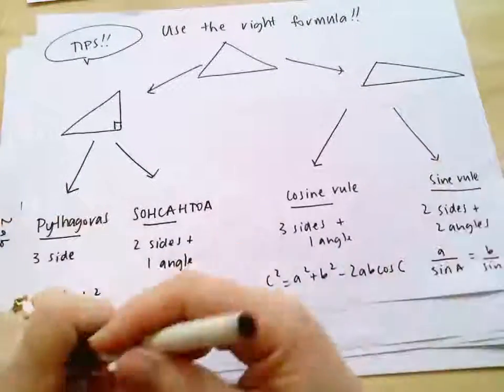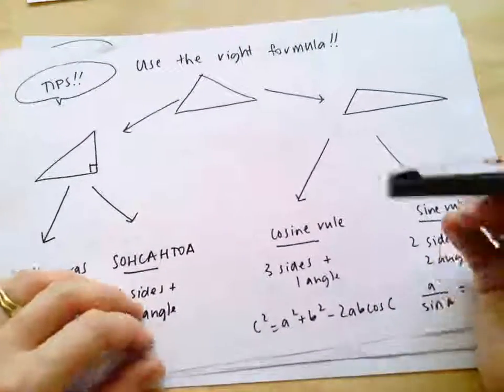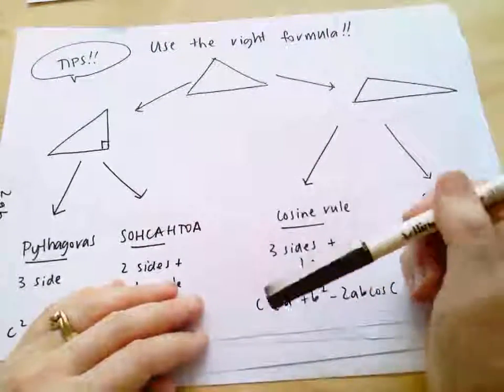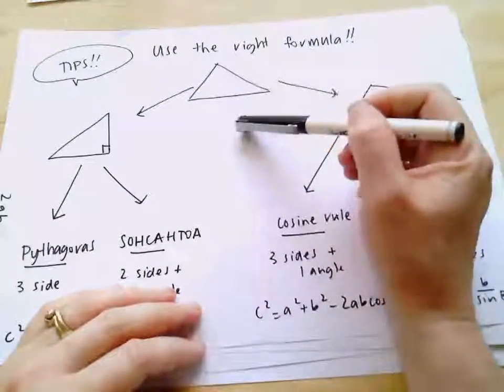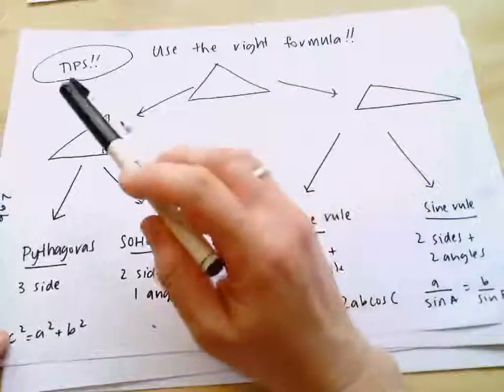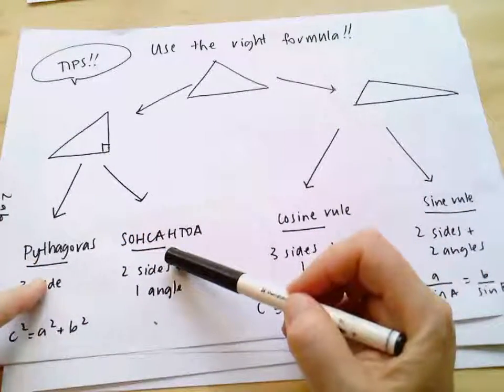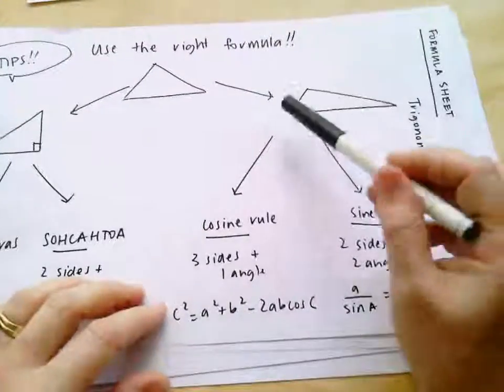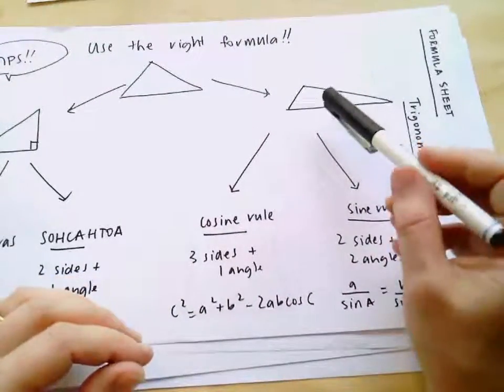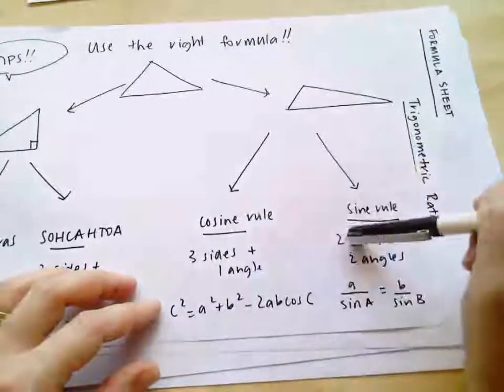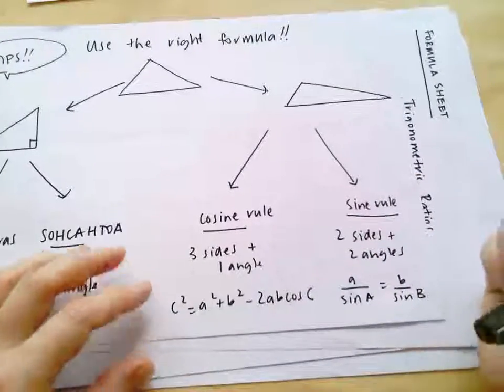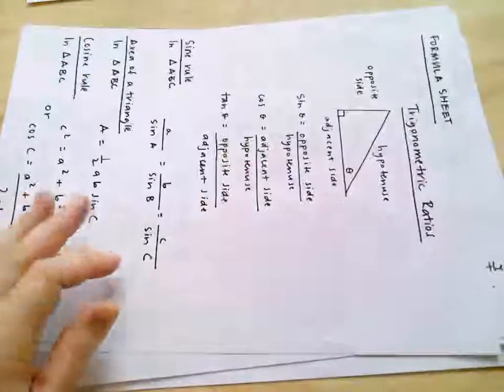Next little tip is use the right formula. I've shown you this diagram about 1,000 times, but you need to have it clear in your mind that when you're faced with a triangle, you've either got right angle triangles, in which case you use Pythagoras or SOHCAHTOA, or you've got your non-right angle triangle or obtuse angle triangle, in which case you have to use the cosine or sine rule. This here is your formula sheet, or what you get on your formula sheet.